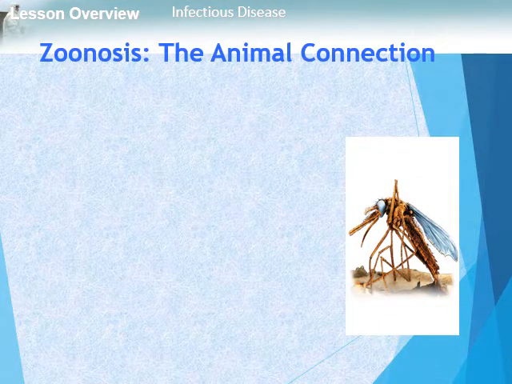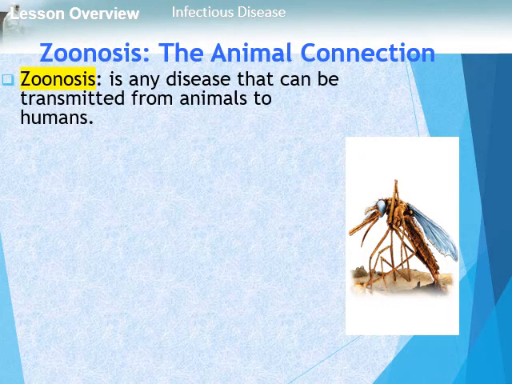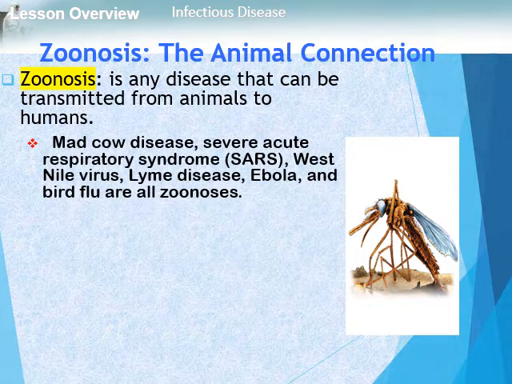Zoonosis, the animal connection. What is zoonosis? Zoonosis is any disease that can be transmitted from animals to humans. Examples of zoonotic disease include mad cow disease, severe acute respiratory syndrome or SARS, West Nile virus, Lyme disease, Ebola, bird flu, and so on.